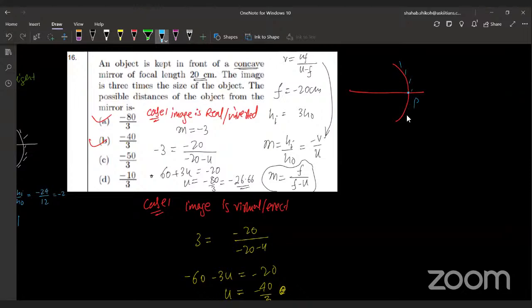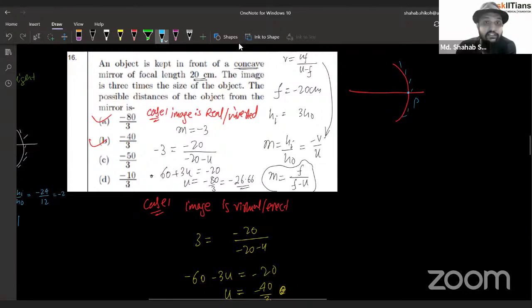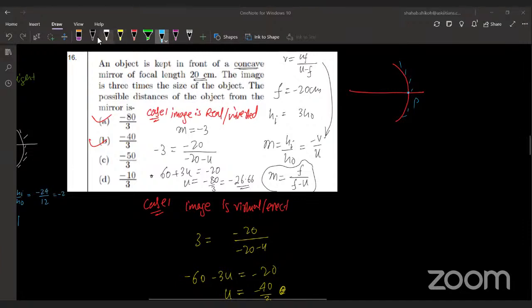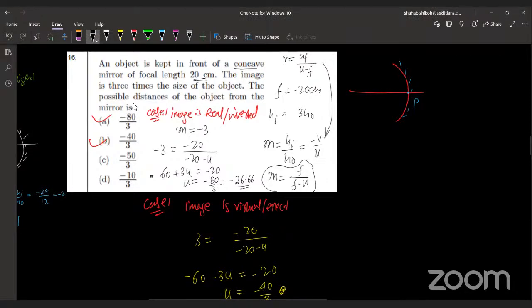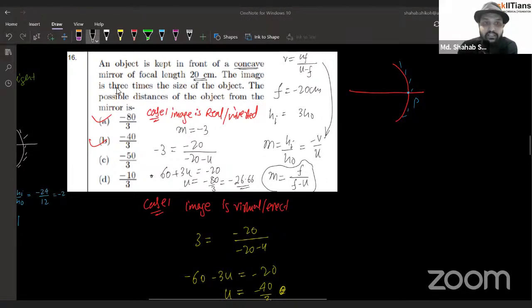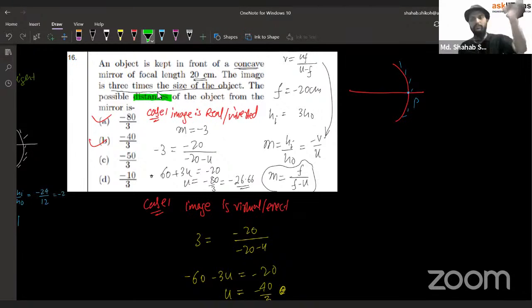Here it is real. Where is it specified that it is real? It doesn't say that, right? So the magnification is minus 3, so it will always be real. Where does it say magnification is minus 3? So we took magnification minus 3. It doesn't say magnification is minus 3. It says image is 3 times of the object. And the question is good. There is nothing wrong with the question. Possible distances is the hint that you need to consider both.